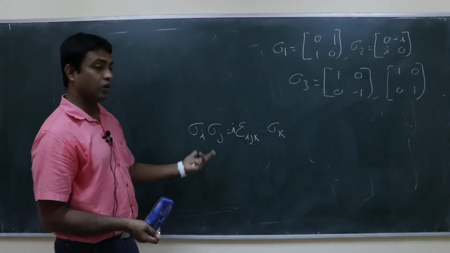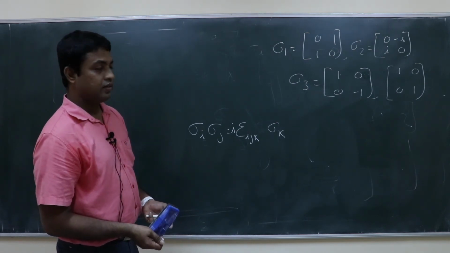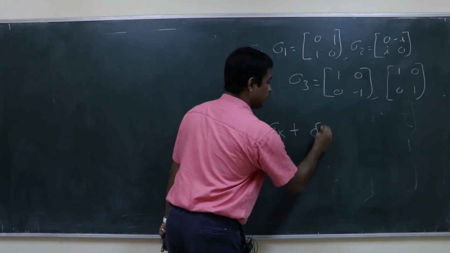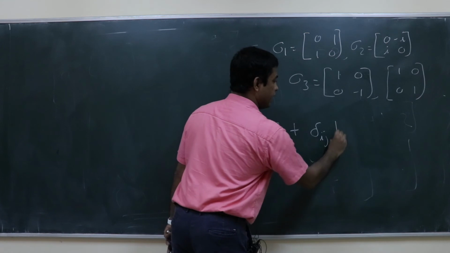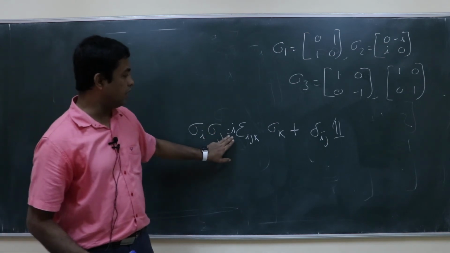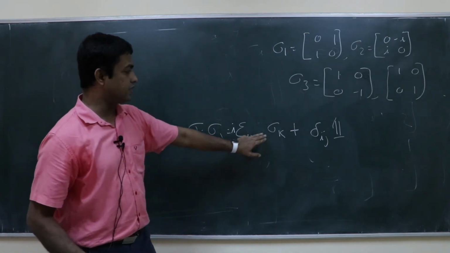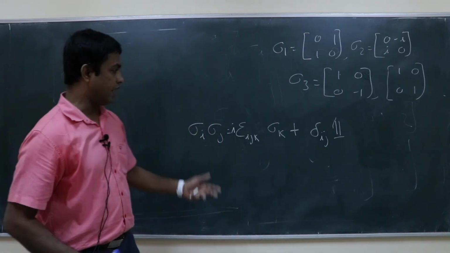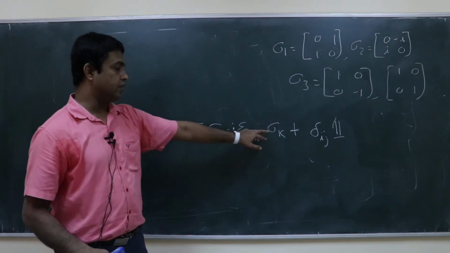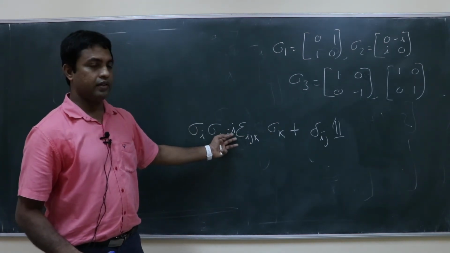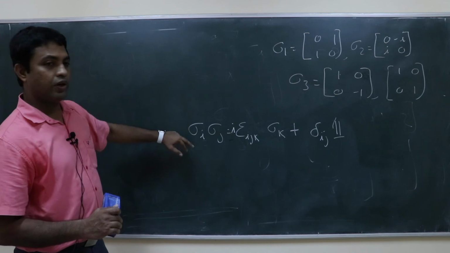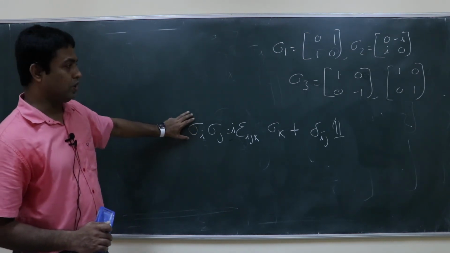But that is not correct. Sigma 1 squared is the identity. Delta means identity, right? So plus delta ij times the identity matrix. So sigma i sigma j is i epsilon ijk sigma k plus delta ij I. When i and j are the same, you get the identity matrix. If they are different, you get the third matrix, and the sign depends on whether it is a cyclic permutation or not. If you do not understand this, you just go and do it. Okay, so you will get the idea.